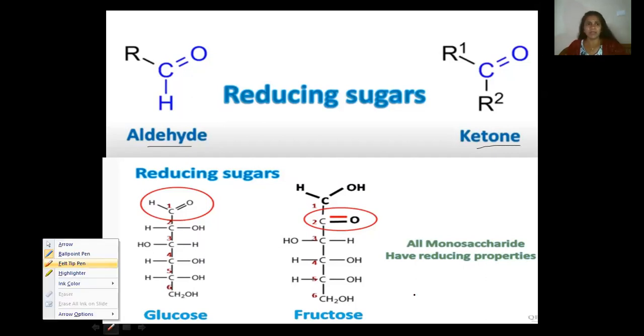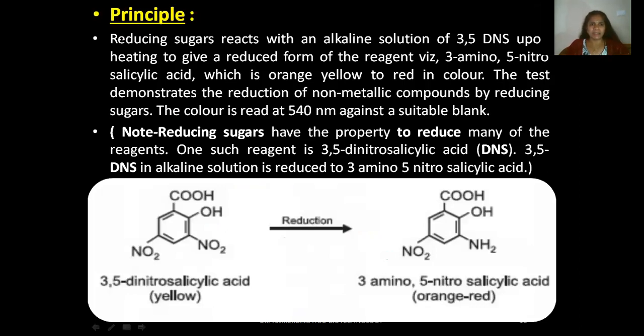Now let us go through the principle. Reducing sugars react with an alkaline solution of 3,5-dinitrosalicylic acid upon heating to give a reduced form of the reagent, that is 3-amino-5-nitrosalicylic acid, which is orange yellow to red in color. The test demonstrates the reduction of non-metallic compounds by reducing sugars. The color is read at 540 nanometer against a suitable blank. So this is a very basic and simple principle behind this estimation of glucose by DNS method.